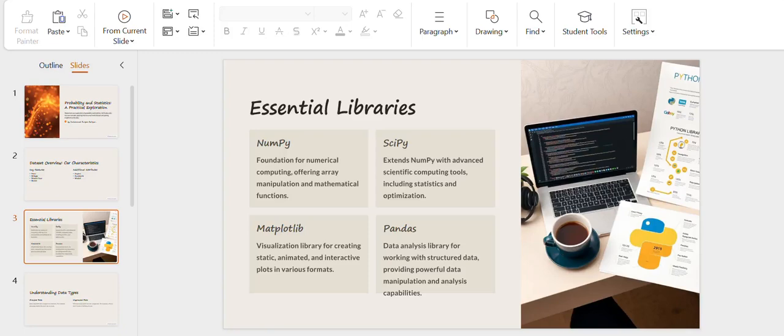Matplotlib, a comprehensive visualization library for creating graphs and charts that help us understand our data visually. Pandas, the go-to library for data manipulation, enabling us to clean and analyze data efficiently.